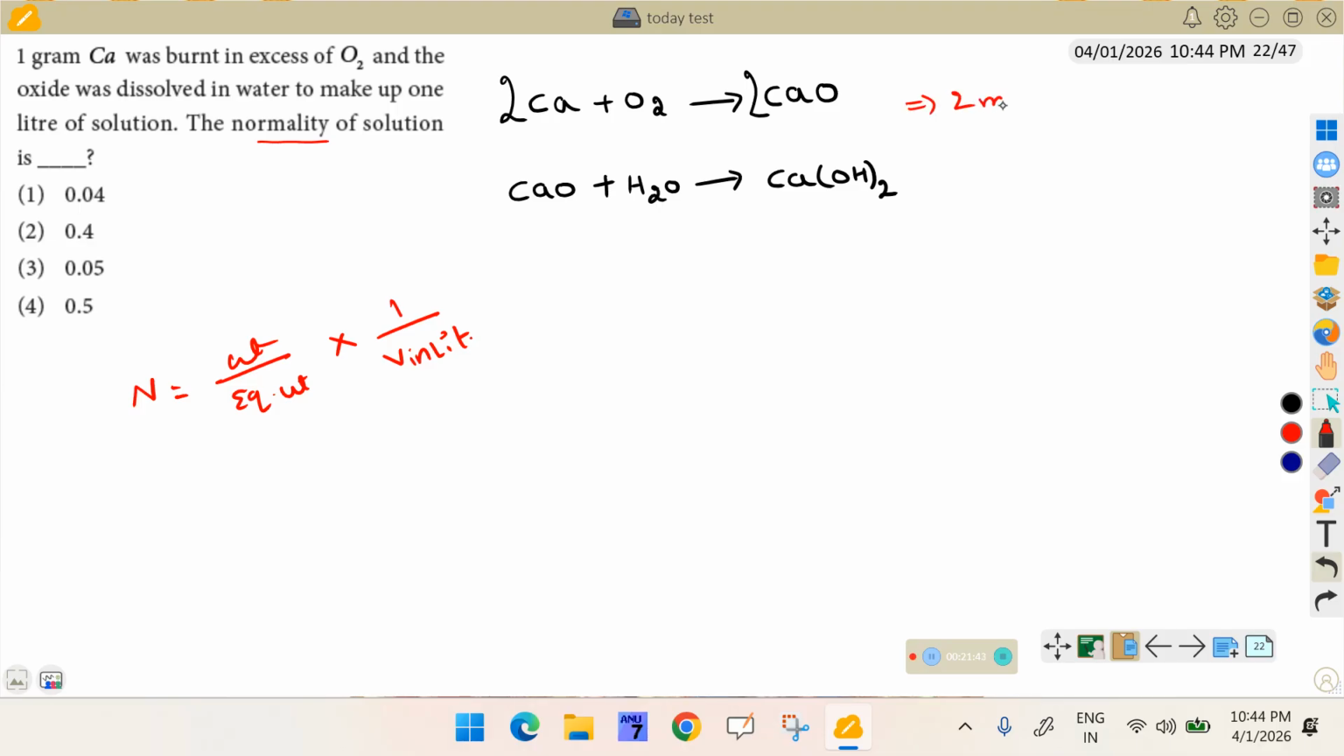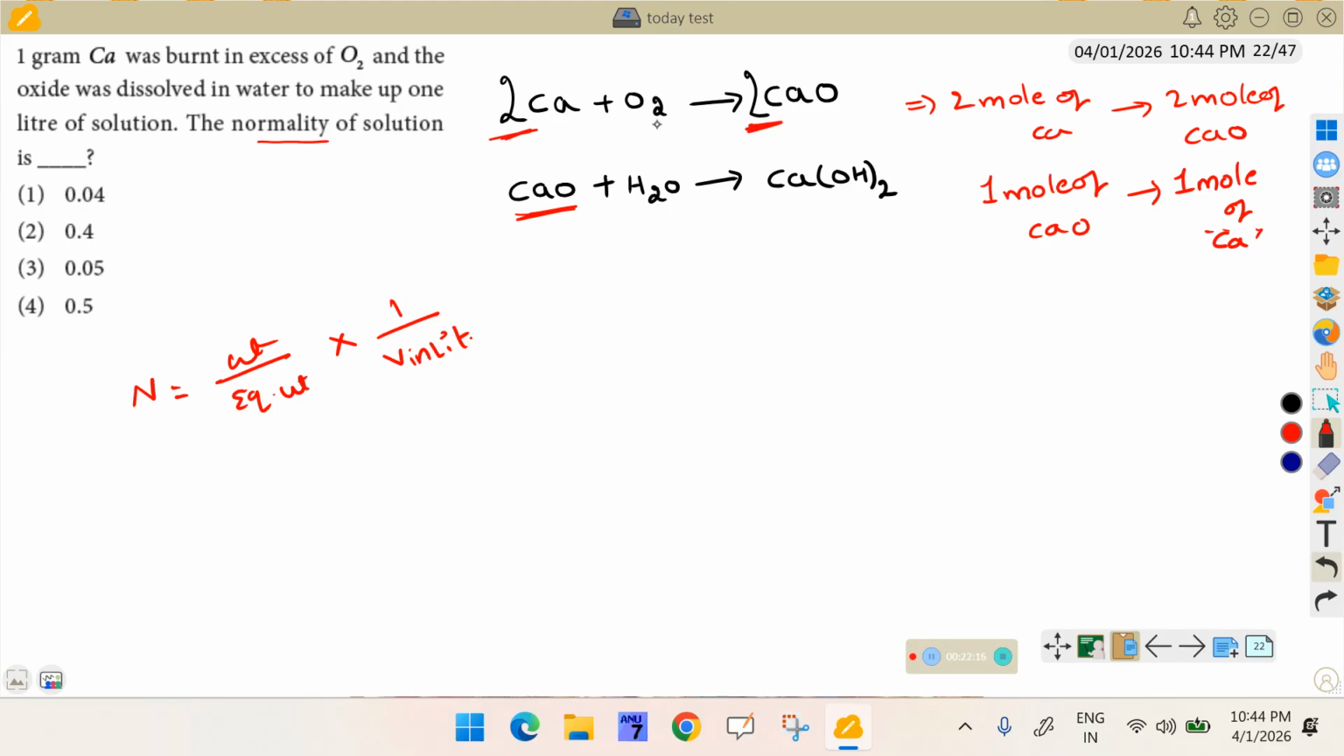According to this equation, 2 moles of Ca react to give 2 moles of CaO. Based on that, in the next step we are taking 1 mole of CaO. So 1 mole of CaO reacts with 1 mole of Ca. 2 moles of Ca react with 2 moles of CaO. 1 mole of Ca reacts with 1 mole of CaO.